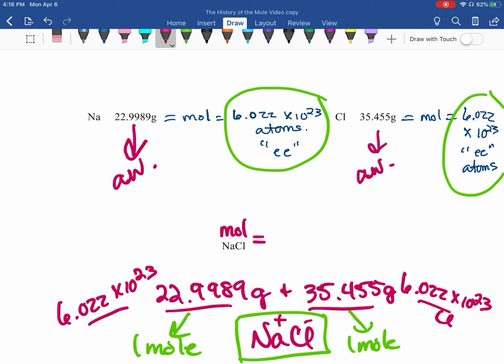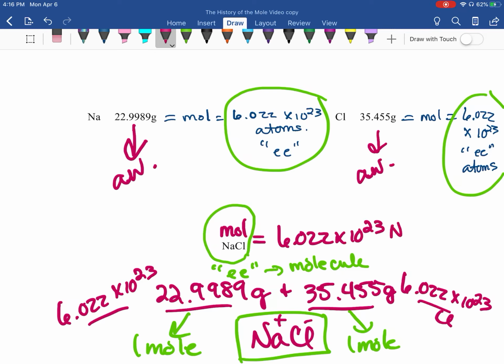Except once you mixed them, you literally stuck them together. So now this mole of sodium chloride is just like baking cookies. These were the ingredients, sodium and chlorine were the ingredients. Now you stuck them together. So your actual particle now, your elementary entity, is now that whole molecule. And how many of them did you make? You made 6.022 times 10 to the 23rd sodium chloride molecules.